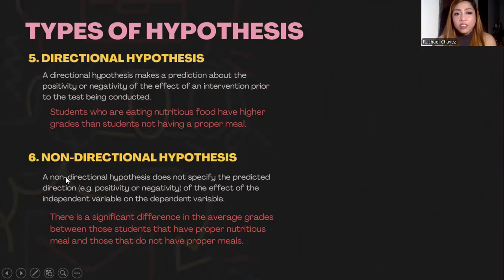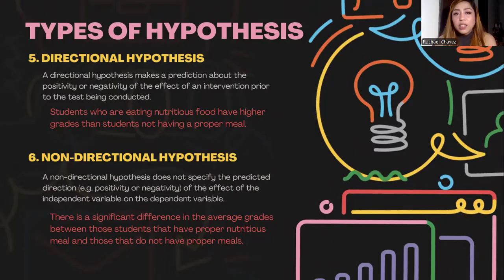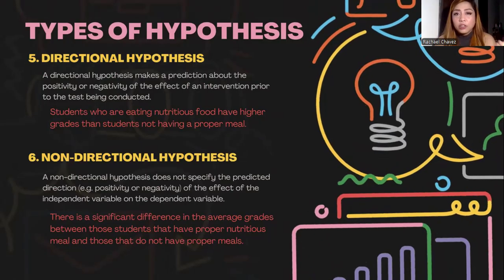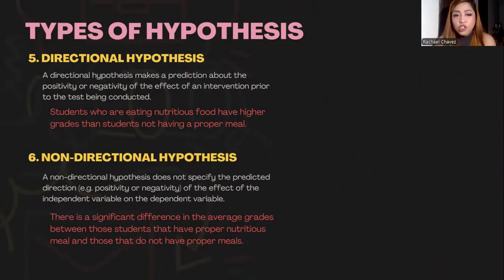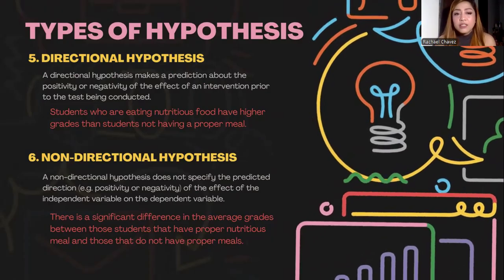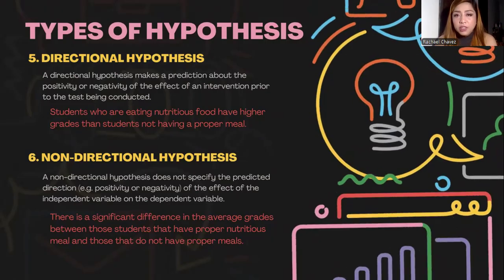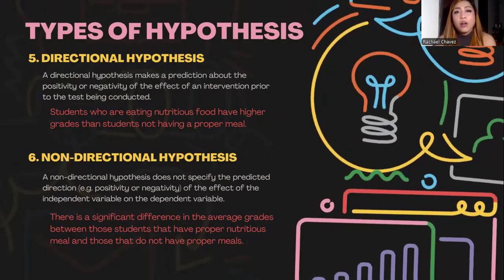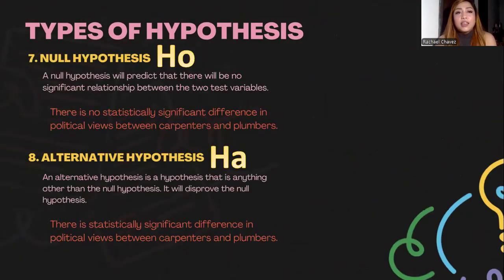Meanwhile, on the other hand, non-directional hypothesis is not telling you the positivity and negativity of the effect, if there will be decrease or increase. Sasabihin lang din there is change, there is significant difference, there is relationship, but we don't know the positivity and negativity, how strong or how high or low. Okay? So, ayan po yung non-directional.